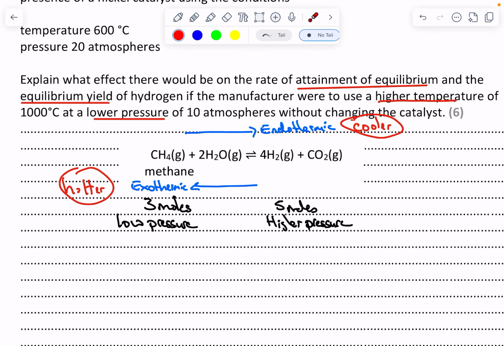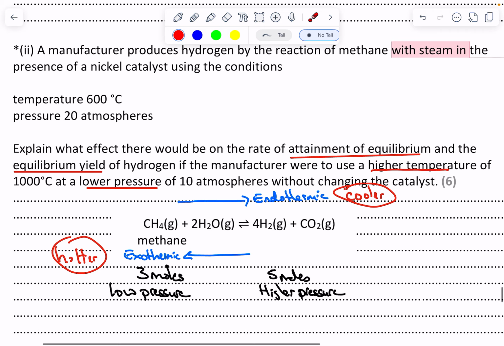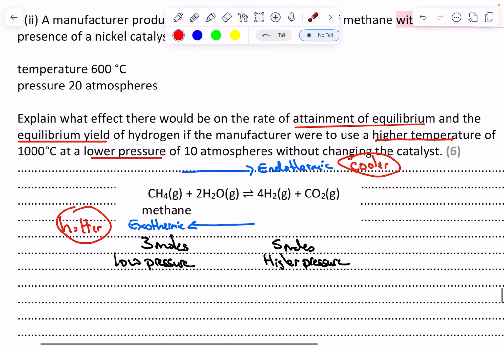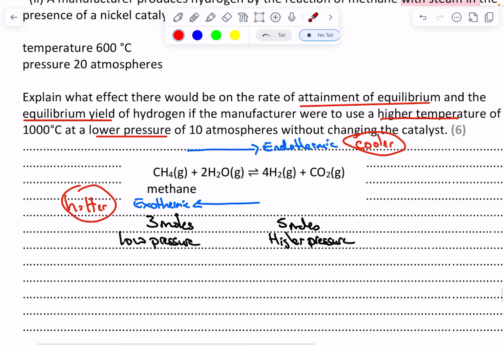Okay, so this question here is about applying Le Chatelier's principle to this situation. Before we do anything, let's write out the equation that we've got, and add some information to it. We're told in the question that the forward direction is endothermic. That means it takes in heat energy, which makes the surroundings feel cooler. That makes the backward reaction exothermic, which releases heat energy and causes the surroundings to get hotter.